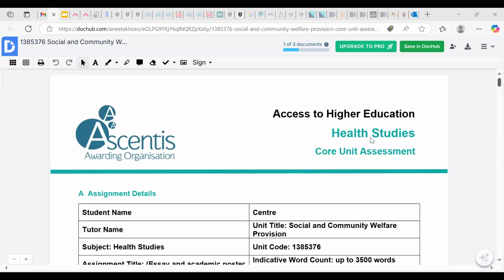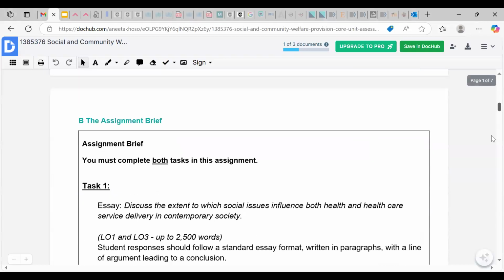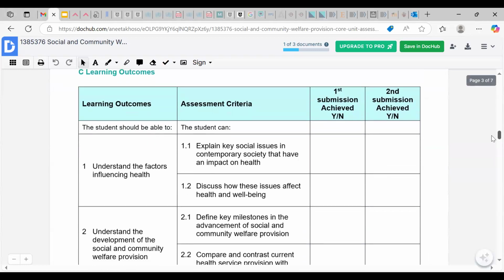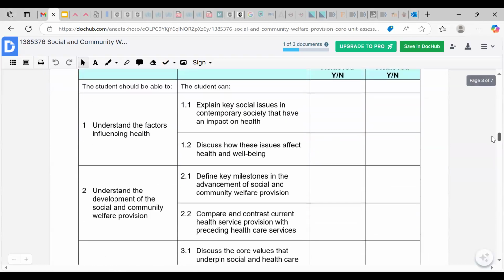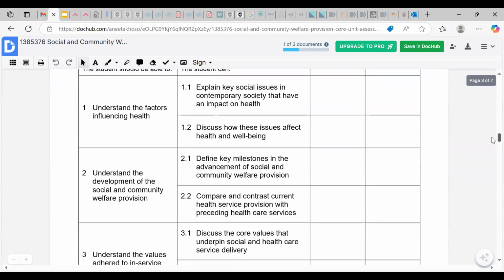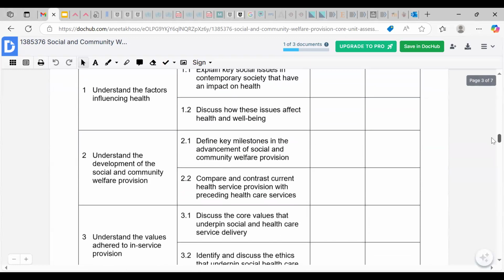A bit about what this unit covers. I hope you can see this screen. I'll just share the learning outcomes with you right now. So you have 3 sessions, which means you have 3 learning outcomes. I hope you can see my screen, everyone.